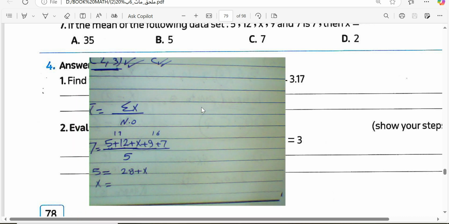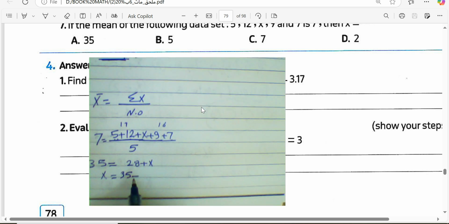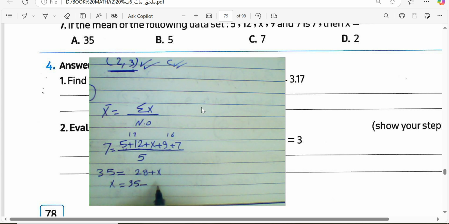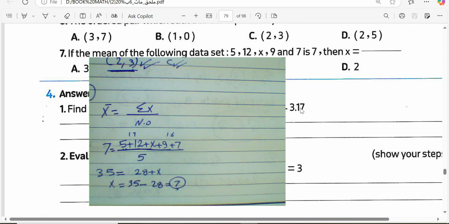Okay, we can find the difference between two numbers here. 35 subtract 28. The result will be 7. Then the value of x will be 7. Choose letter C for this example. Choose letter C. Next question.